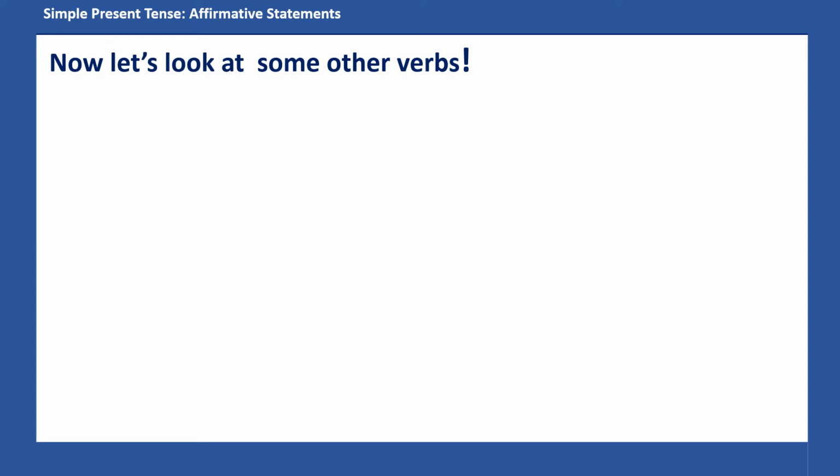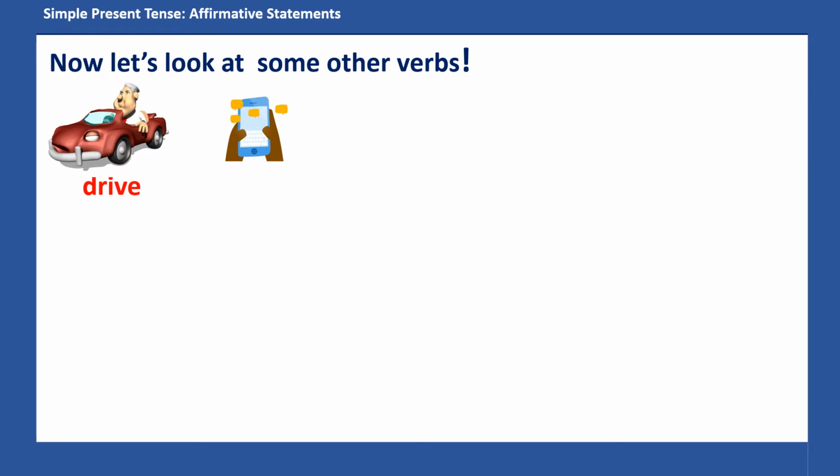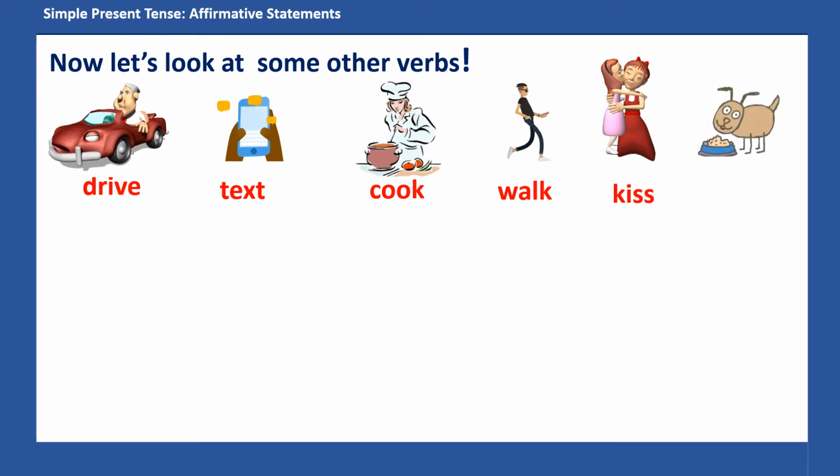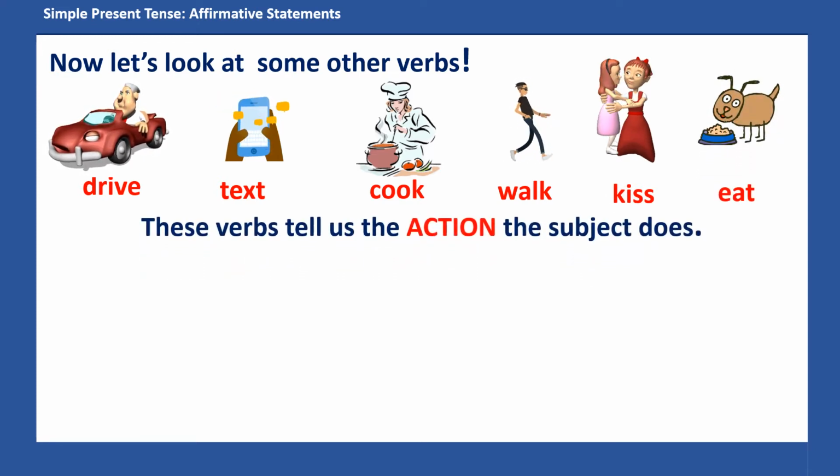Now let's look at some other verbs. Drive, text, cook, walk, kiss, eat. These verbs tell us the action the subject does. So, for example, my father drives to work every day. The subject is my father, and what is the action? Drive. I text every day.